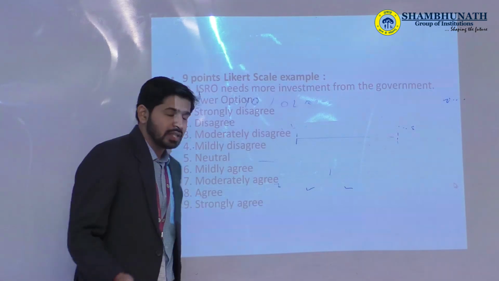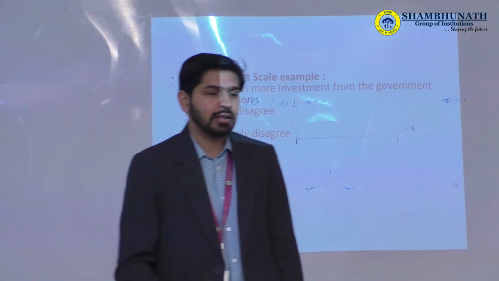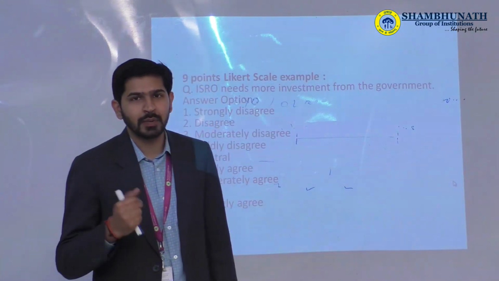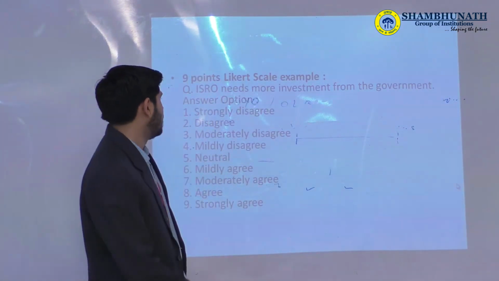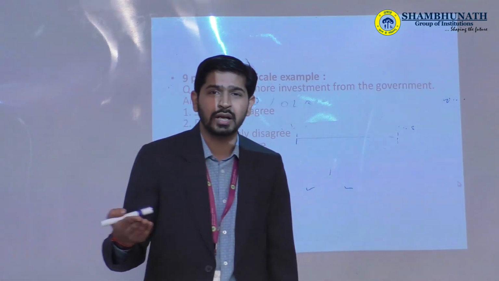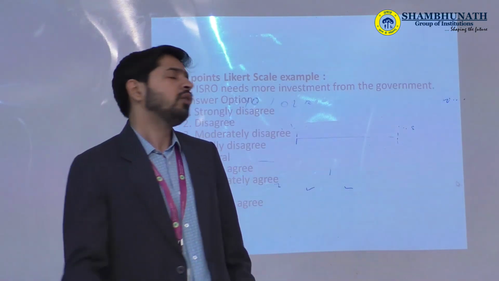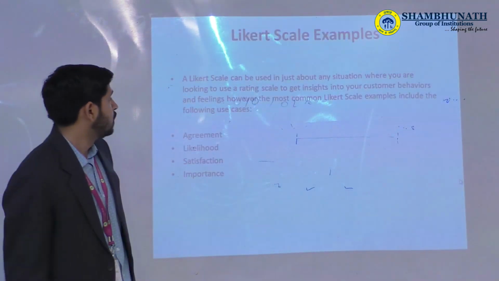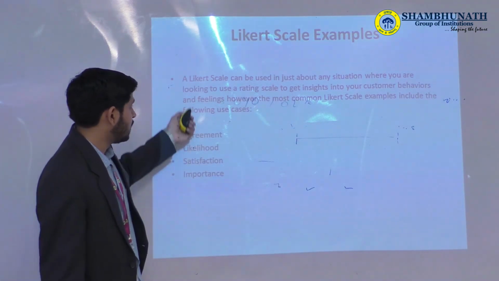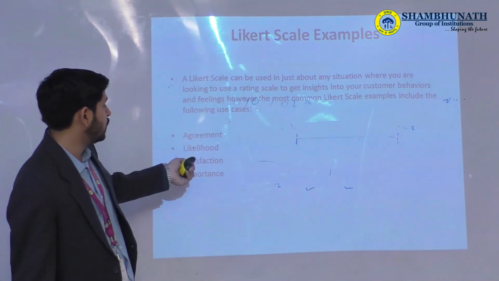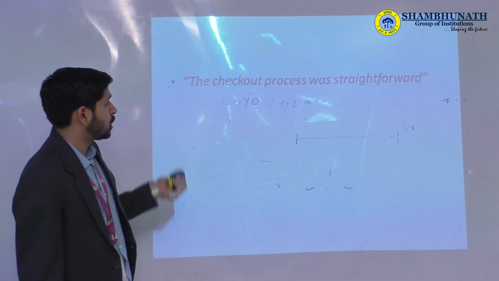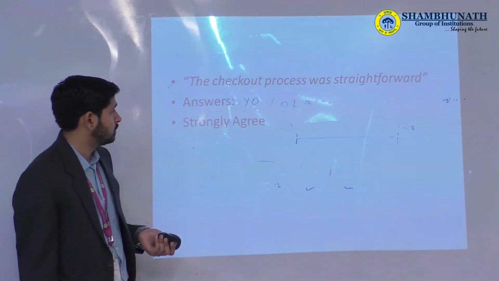But generally, as a student or as a management student, you are using a 5-point Likert scale. It's better to use a 5-point Likert scale in spite of the 9-point Likert scale. Sometimes you can use a 7 or 9, but generally we use a 5-point Likert scale. There are different Likert scale examples which include agreement, satisfaction, importance, likelihood, to check if the process was straightforward.